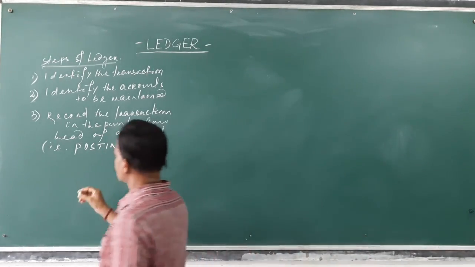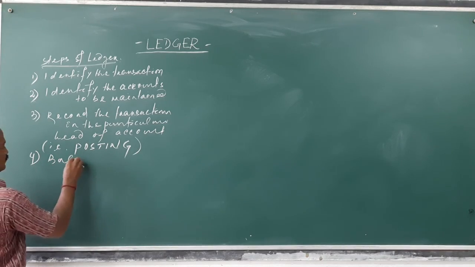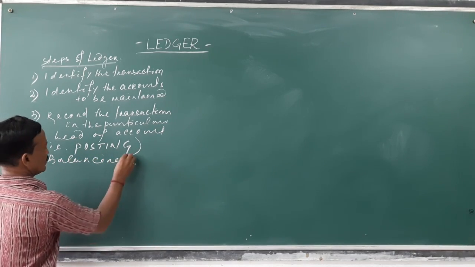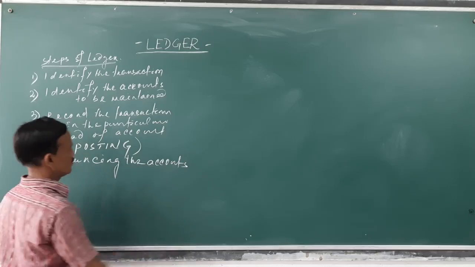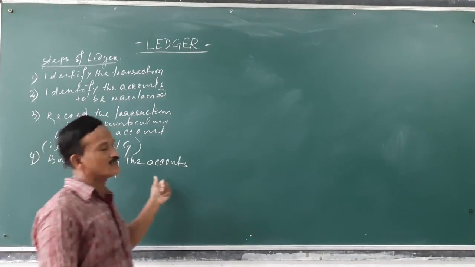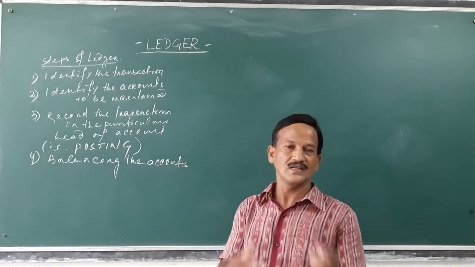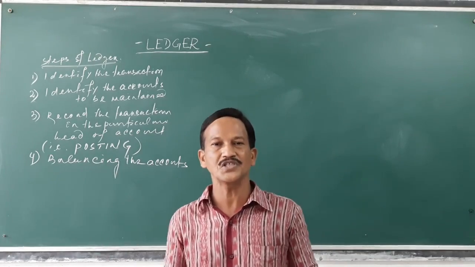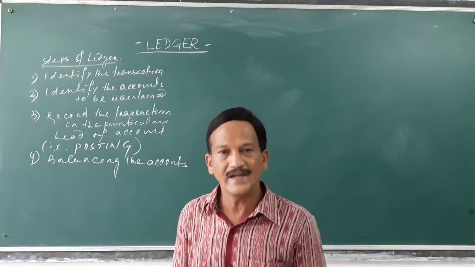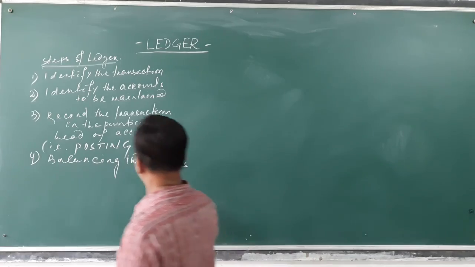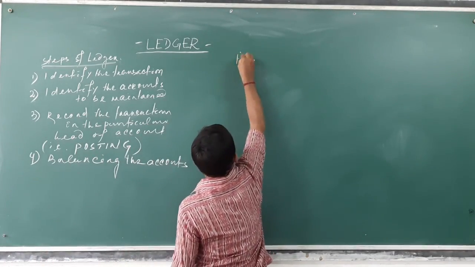Then the fourth step is to balance the account. So the last step of the ledger is balancing of accounts. That means both the debit and the credit side of the accounts are to be balanced to find out whether there is a debit balance or a credit balance. Next, there is the format of the ledger.